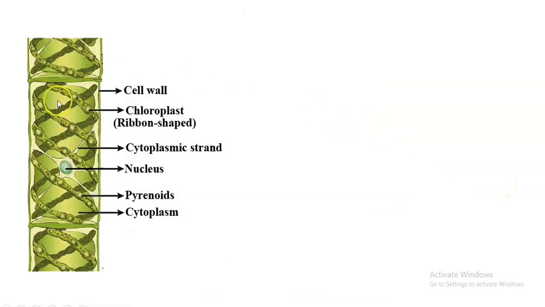Another kind of structure, you can see that this chloroplast is actually ribbon shaped. These strands are ribbon shaped, and arranged in a spiral manner. That's why this particular genus has got the name Spirogyra.